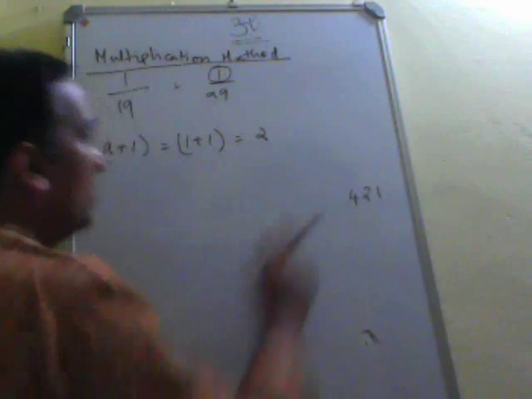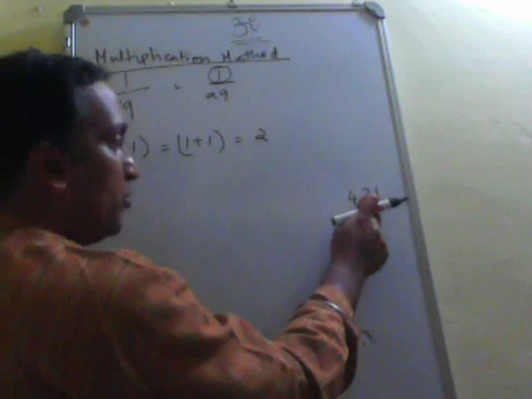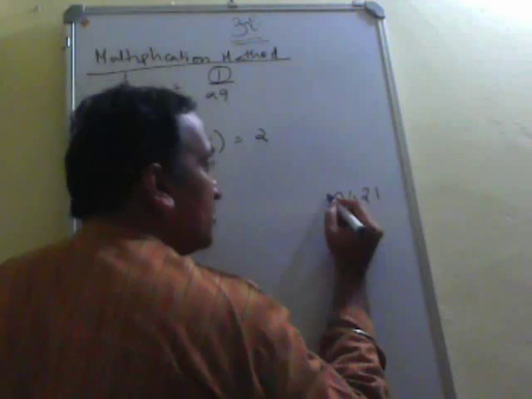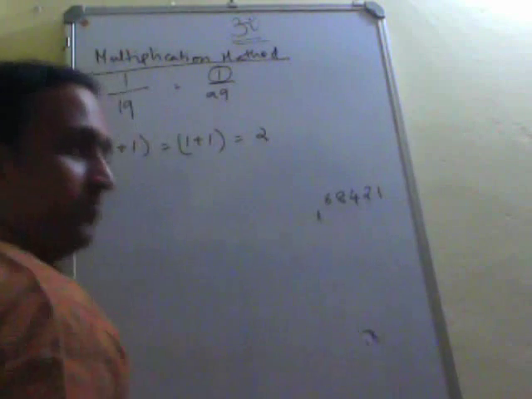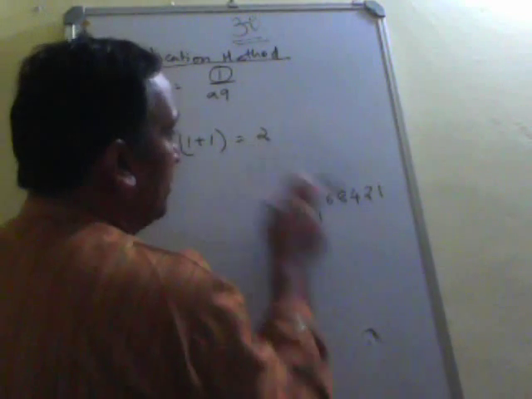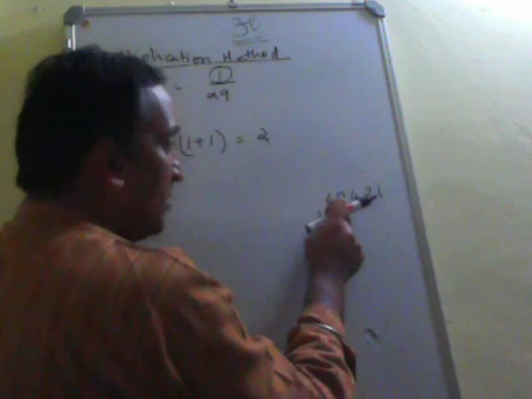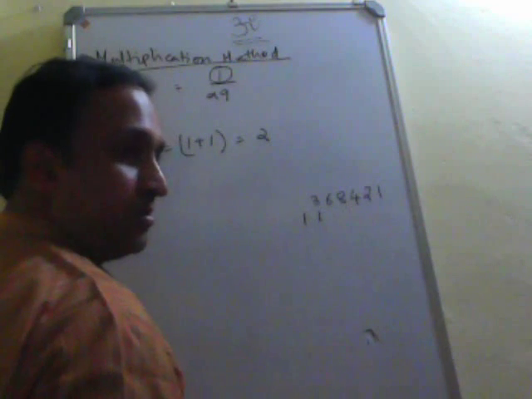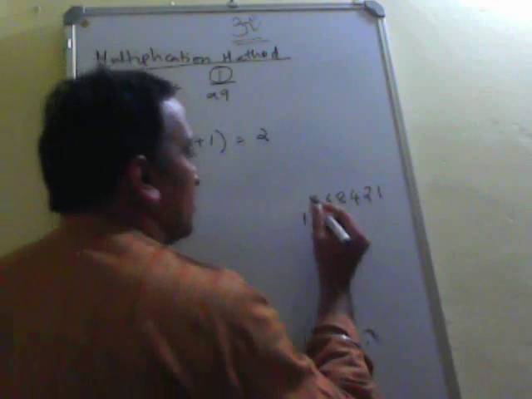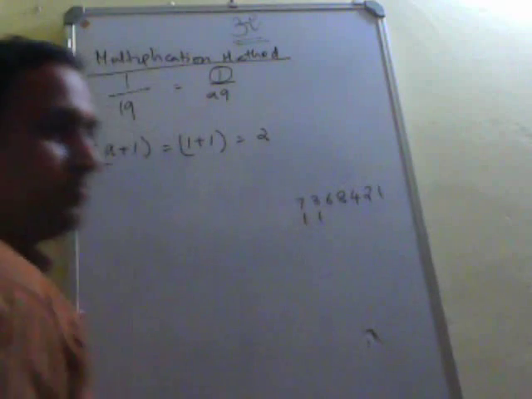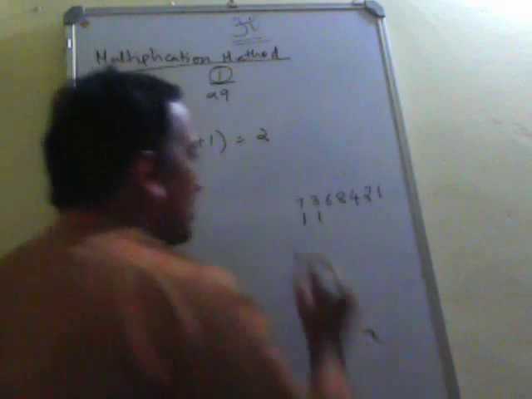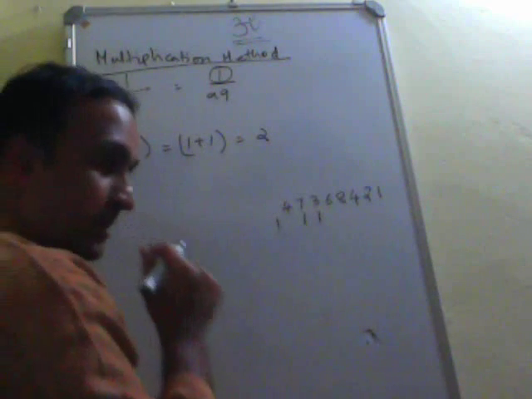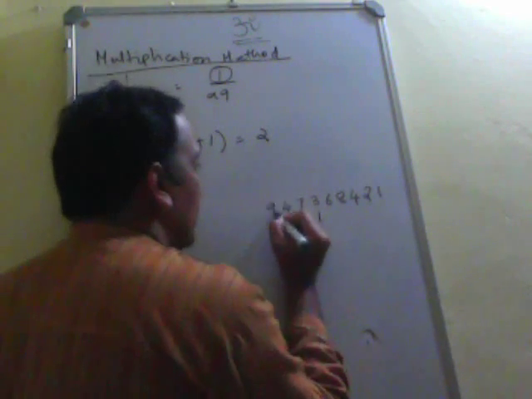2 into 1, 2. 2 into 2, 4. 4 into 2, 8. 8 into 2, 16. 6, carry over 1. Then 2 into 6, 12. 12 plus 1, 13. Carry 1. 6 plus 1, 7. 7 2s are 14, 1. Correct? 4 2s are 8 plus 2, 9.